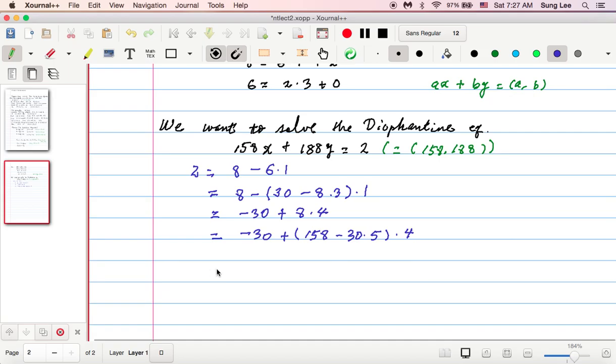And this simplifies to 158 times 4, and I have negative 20 times 30, and I have another negative 30. So that's going to be negative 30 times 21.